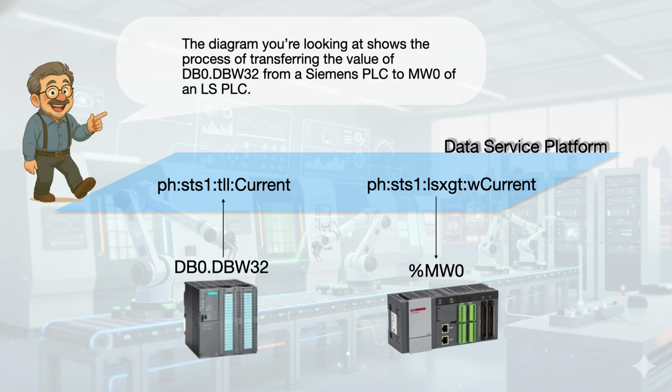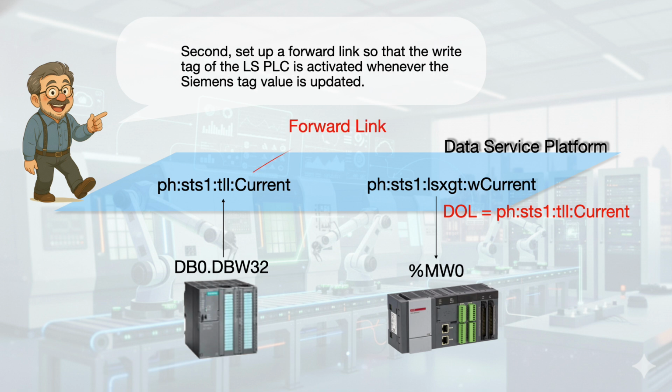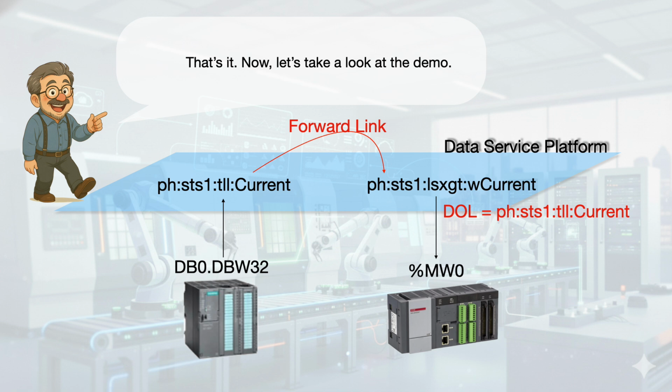The diagram we are looking at shows the process of transferring the value of DB0.dbw32 from a GMS PLC to MW0 of an LS PLC. First, define the data source of the write tag on the LS PLC side as the GMS PLC tag. Second, set up a forward link so that the write tag of the LS-PLC is activated whenever the GMS tag value is updated. That's it.